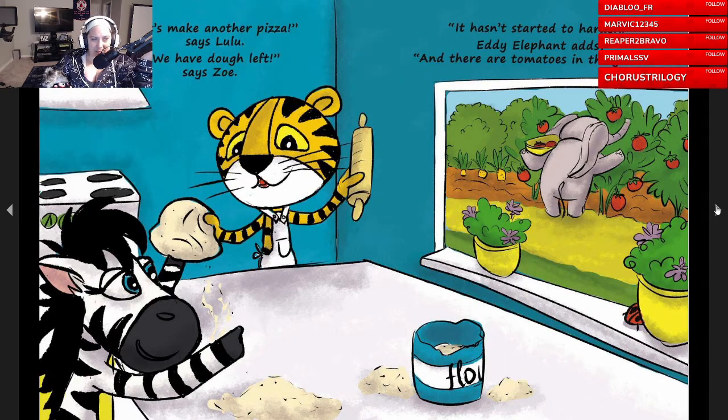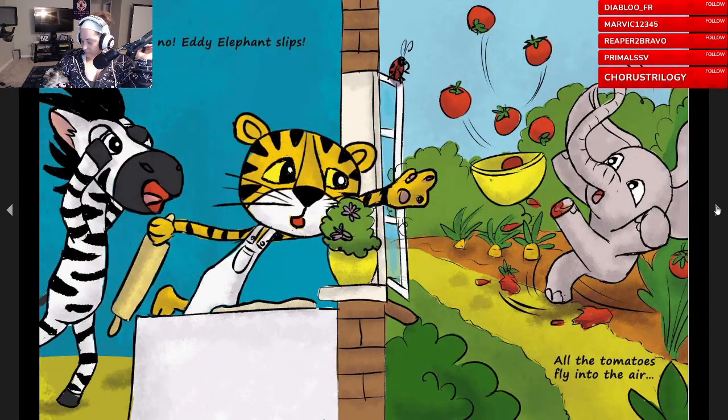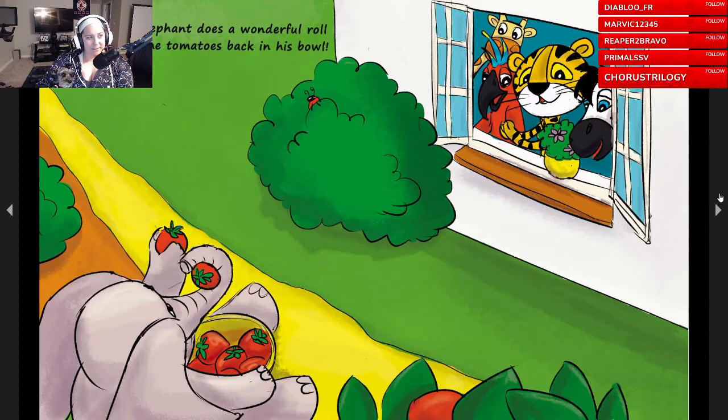"Let's make another pizza," says LULU. "We have dough left," says Zoe. "It hasn't started to harden," Eddie Elephant adds. "And there are more tomatoes in the garden." Oh no! Eddie Elephant slips. All the tomatoes fly into the air. Oh dear. But Eddie Elephant does a wonderful roll and catches the tomatoes right back in his bowl.